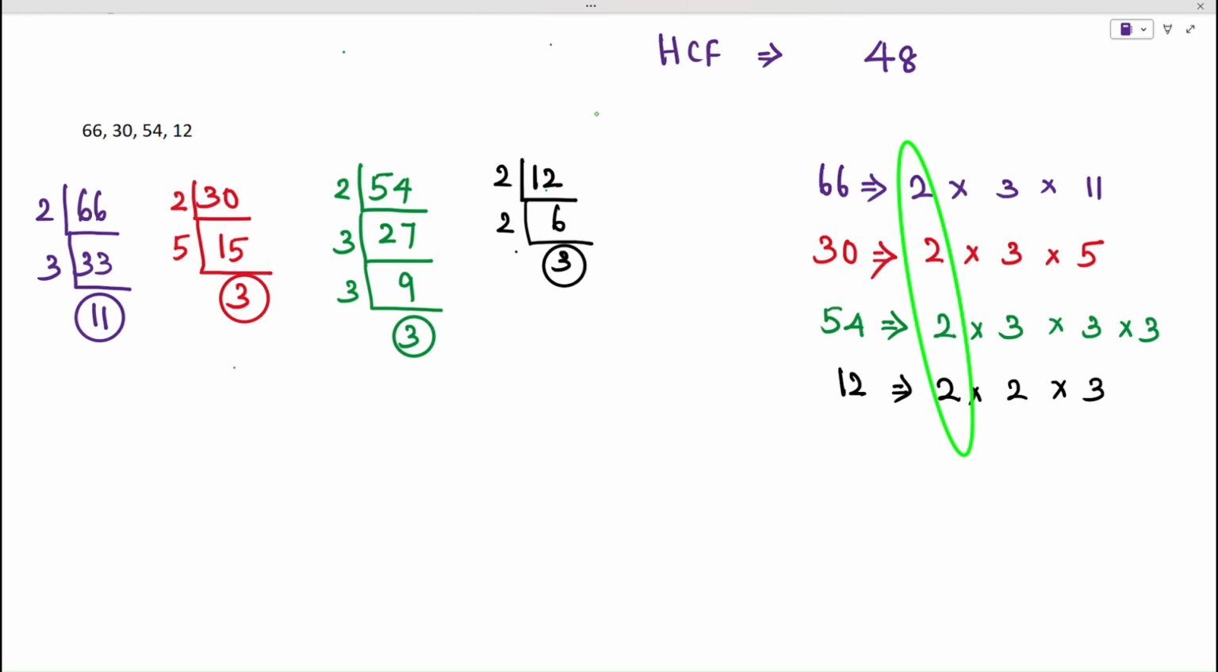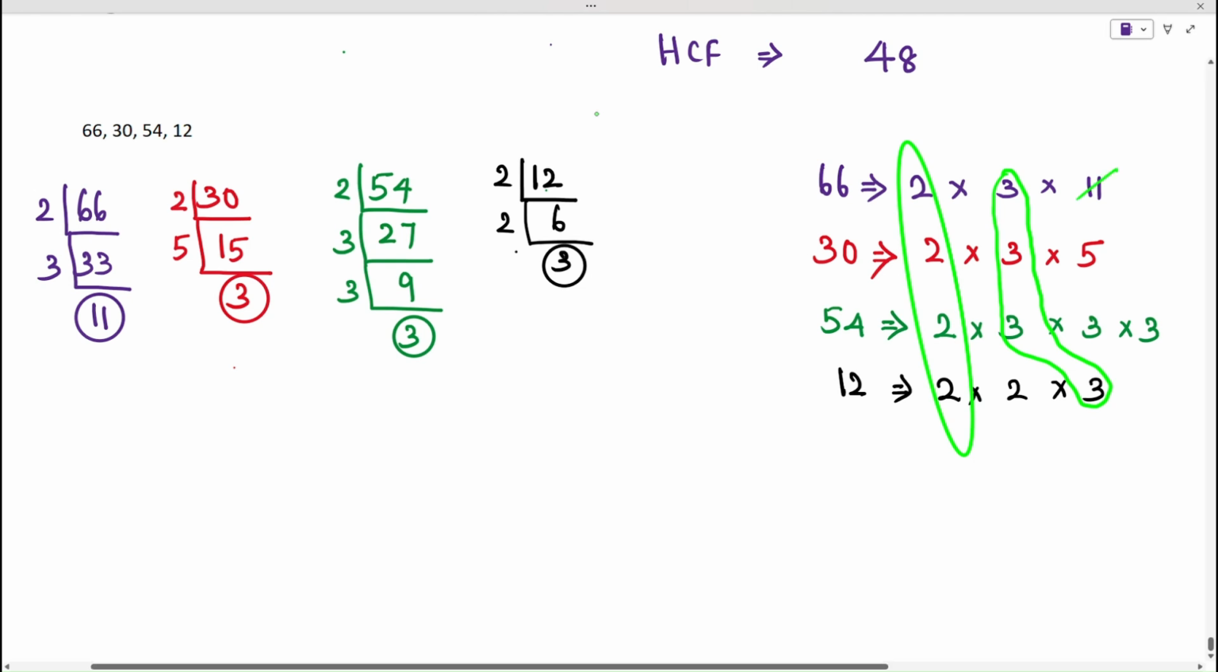Now we can see from 66, 30, 54 and 12 that 3 is shared between all of those. So we're going to circle all of our 3's here, going down. But now what we can see is the numbers that remain aren't shared between all of those, so we can cross all of those out. So 11, 5, 3, 3 and 2. Now we're left with 2 times 3. And if we multiply them together, we have 6. And 6 here is our highest common factor.